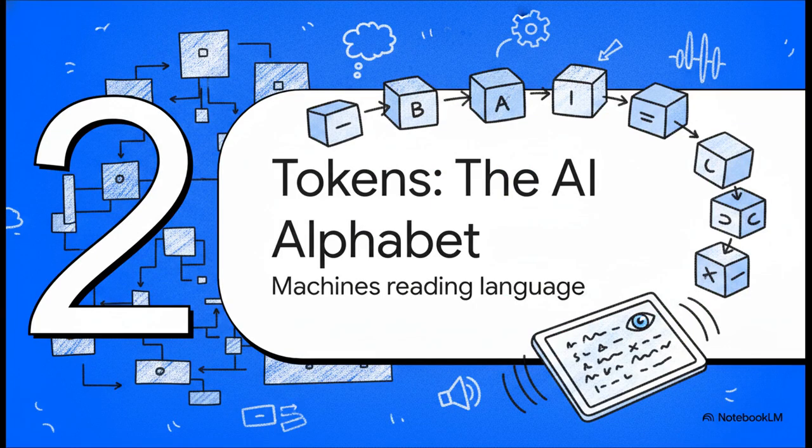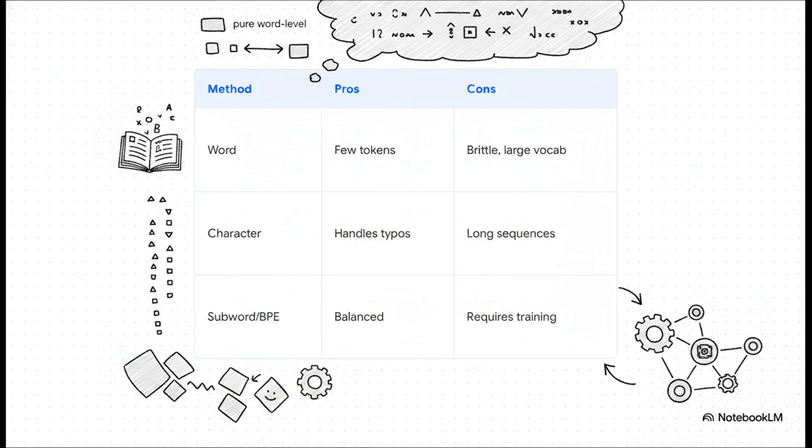Moving on to stage 2, tokens. Think of this as the AI alphabet, or how these machines actually read human language. Before the AI can predict anything, it has to translate our text into numbers. You'd logically think it just reads whole words, right? But pure word-level tokenization is super brittle. If the AI sees a word it hasn't explicitly been trained on, it just breaks. Now, on the flip side, chopping text into individual characters handles typos beautifully, but it creates sequences that are way too long and computationally expensive. So, the industry sweet spot is subword tokenization, specifically byte pair encoding, or BPE. It slices complex words into recognizable chunks, like it might split the word unhappy into un and happy. It's basically the perfect balance.